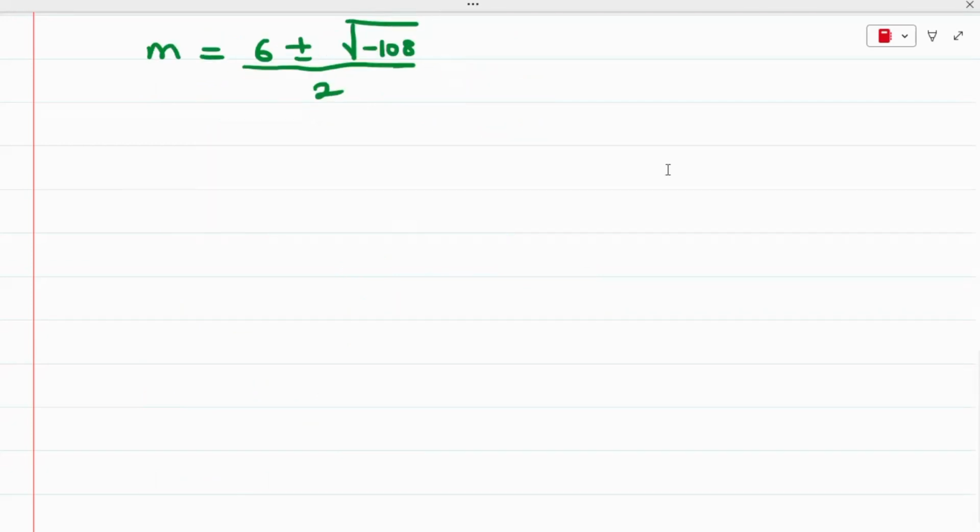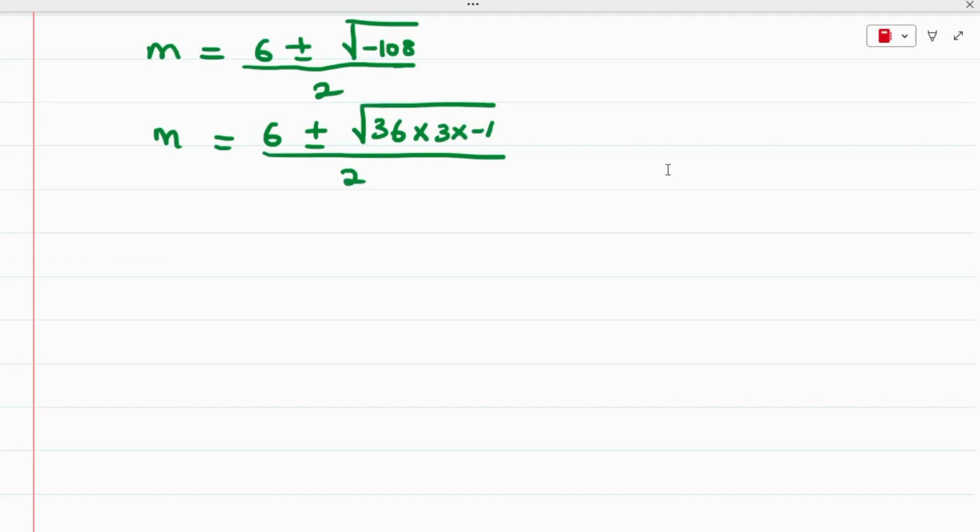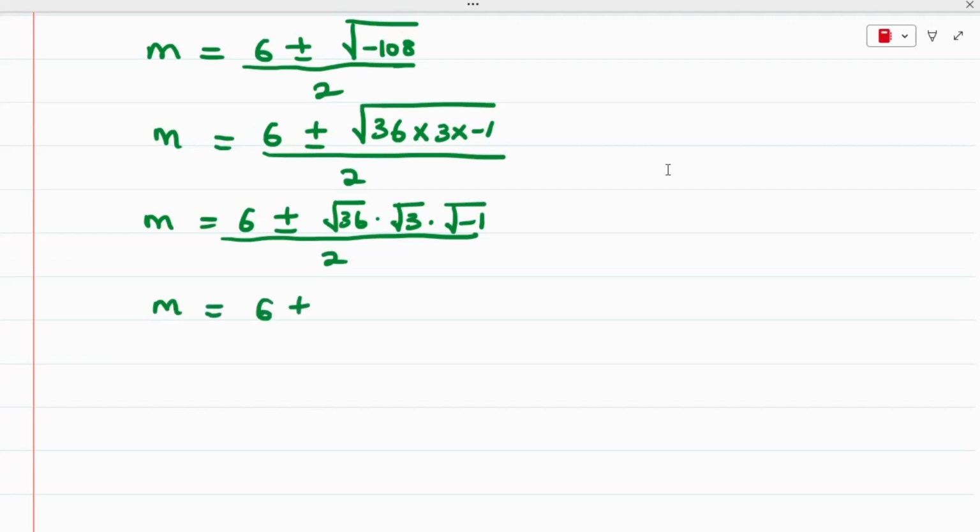So from here we have that m is equal to 6 plus or minus the square root of minus 108, which can be expressed as 36 multiplied by 3 multiplied by negative 1, divided by 2. So m is equal to 6 plus or minus the square root of 36 multiplied by the square root of 3 multiplied by the square root of negative 1, divided by 2. So m is equal to 6 plus or minus, the square root of 36 is 6, square root of 3, but the square root of negative 1 is equal to i, so we have i, divided by 2.